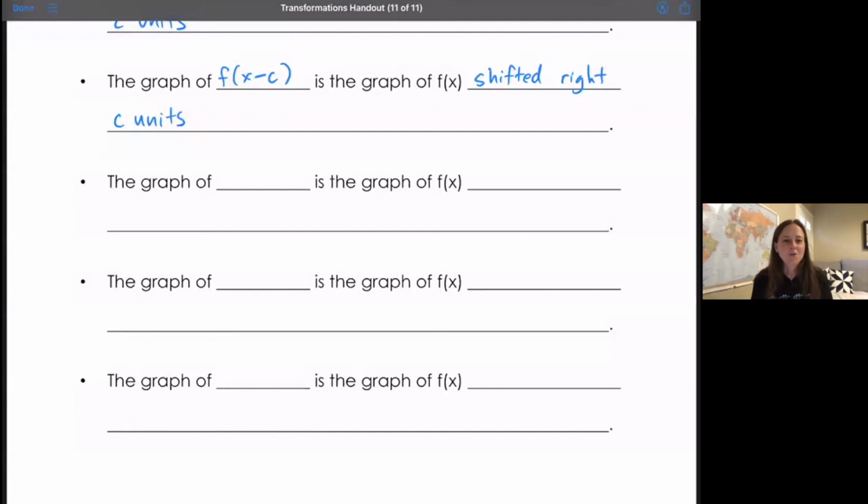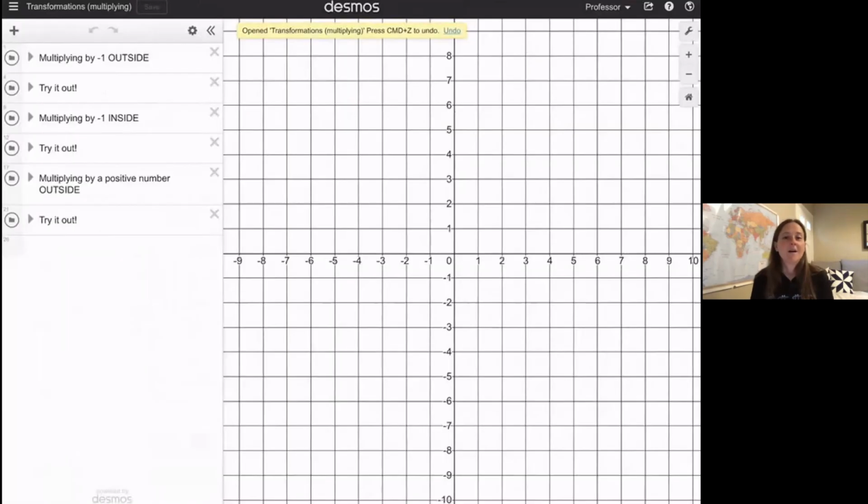All right, last I left you, we had filled in the top half of this transformations handout, and now we're going to fill in the last 3 graphs for some other transformations. Let's head over to Desmos, to the second Desmos link that I posted on Blackboard. This file is called Transformations Multiplying. So we did everything we could with adding and subtracting, and now we're going to multiply.